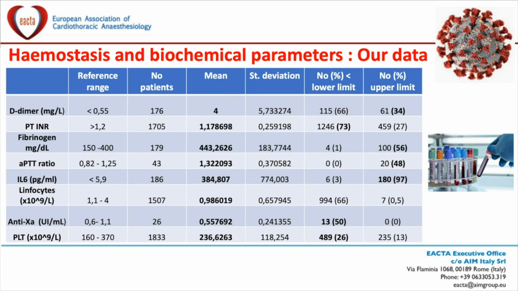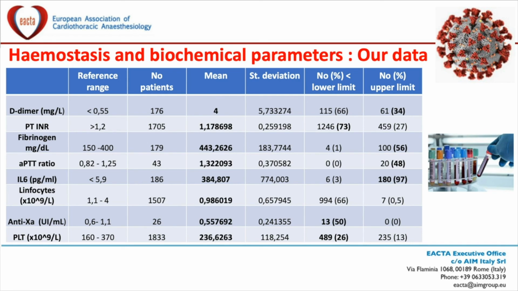And what about interleukin-6? The mean interleukin-6 levels were pretty high, 384 picograms per milliliter, with 97% of patients having interleukin-6 over the upper limit, and they correlate with severity of clinical and chest CT scan findings. Lymphopenia was a common feature, and sometimes alteration of eosinophils has been found. Half of the patients analyzed showed low anti-factor Xa levels.